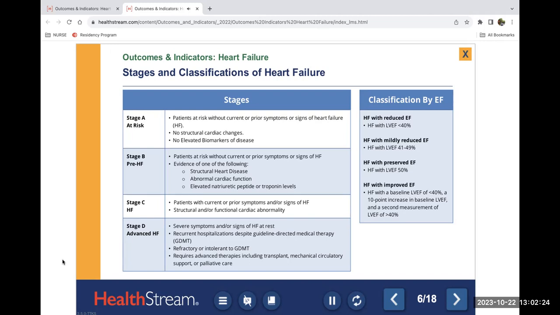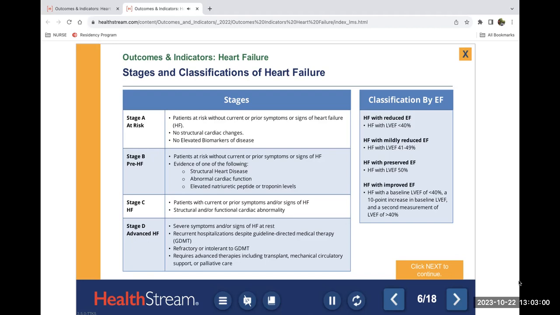Patients who are classified with Stage A are at risk without current or prior symptoms of heart failure. They do not have any structural cardiac changes, nor do they have elevated biomarkers of disease. Stage B patients also are without current or prior symptoms. However, they do have evidence of one of the following: structural heart disease, abnormal cardiac function, or elevated natriuretic peptide or troponin levels. Stage B is also known as the pre-heart failure stage.